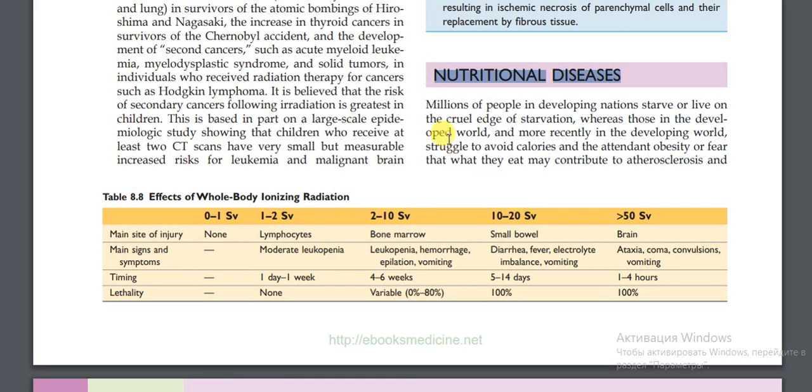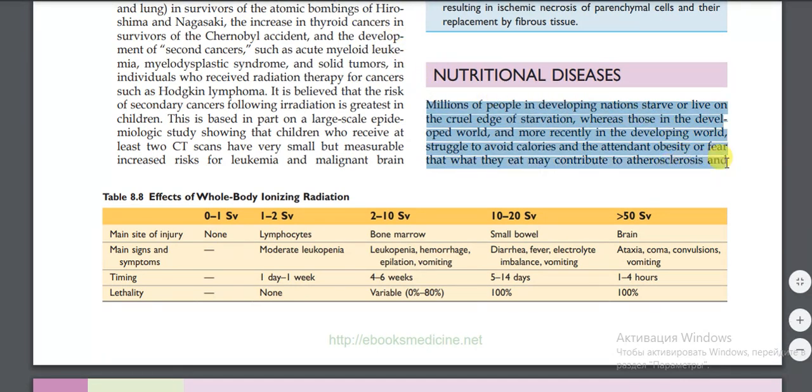Good morning, dear students. So today we'll discuss the nutritional diseases. As in the previous lecture, we discussed the physical agents in pathology, how physical agents of the environment, and also during treatment, can affect our body, and which side effects and adverse effects we have due to the treatment. Today we'll discuss the nutritional diseases, as pointed out in this book.